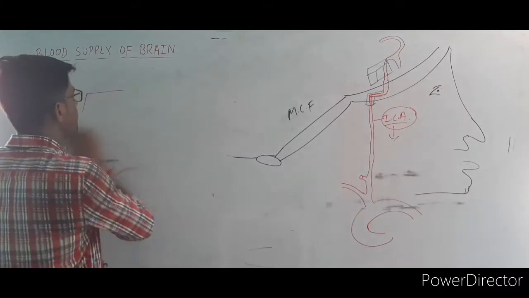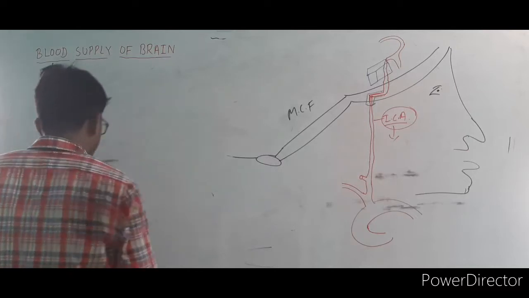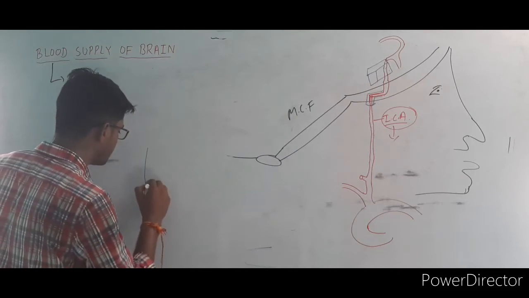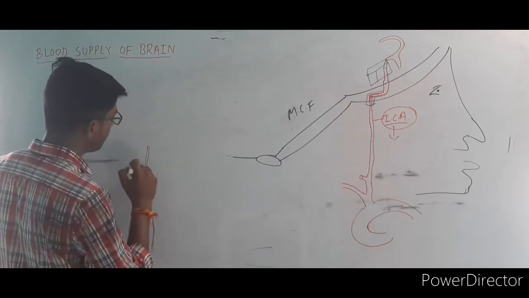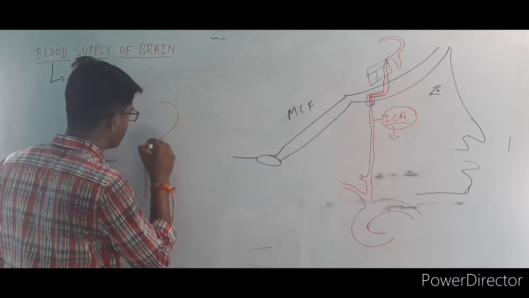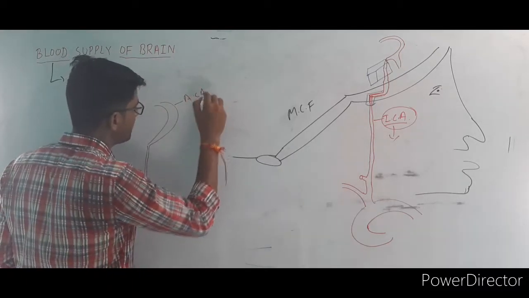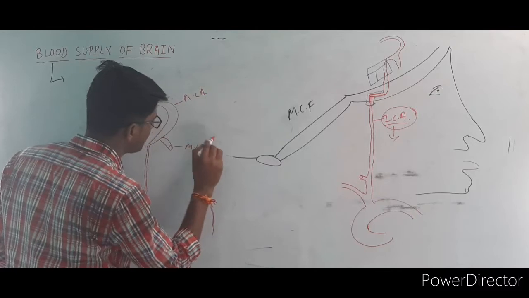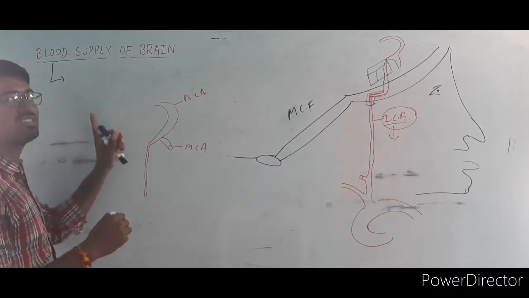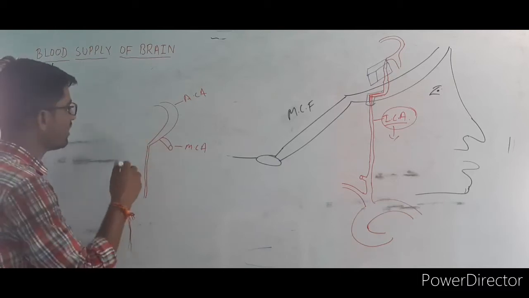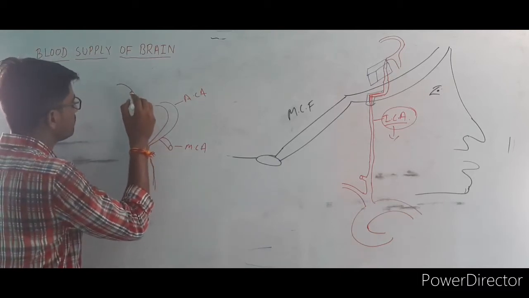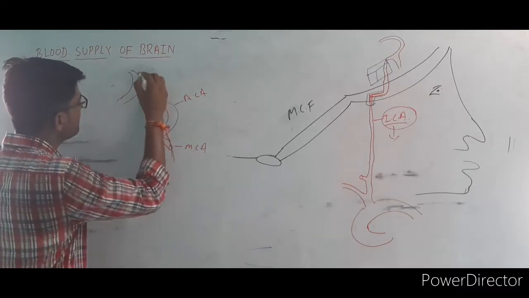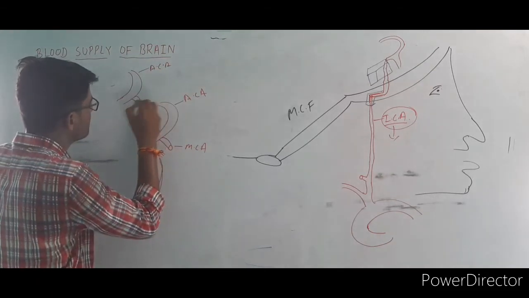Just one minute. Here is the internal carotid artery. After that, it gives the anterior cerebral artery, and here is the middle cerebral artery, right? The same thing will happen on the opposite side, so I am drawing the opposite side here: this is the anterior cerebral artery and here is the middle cerebral artery.